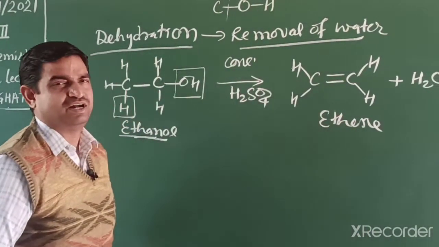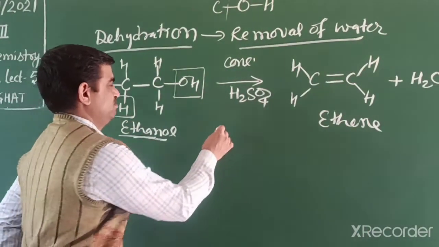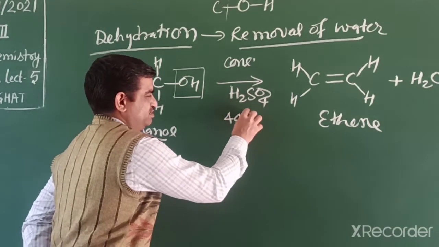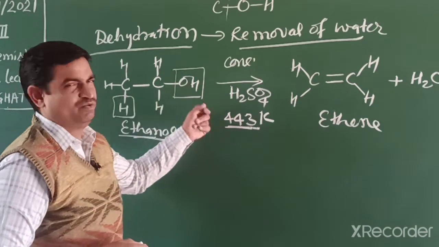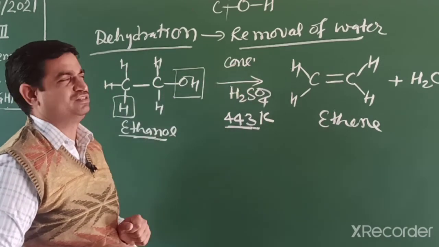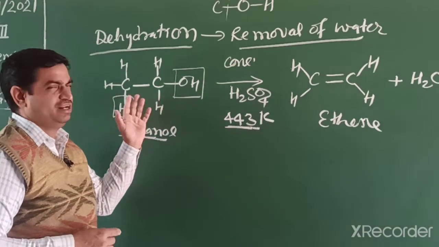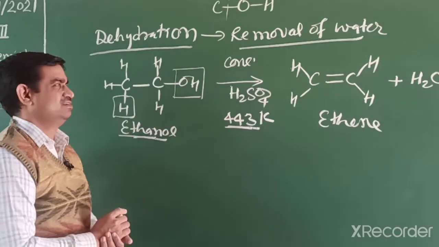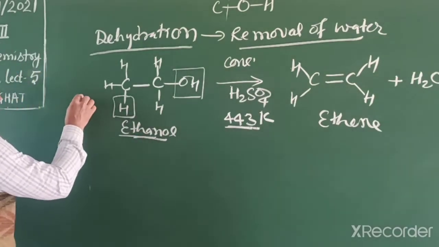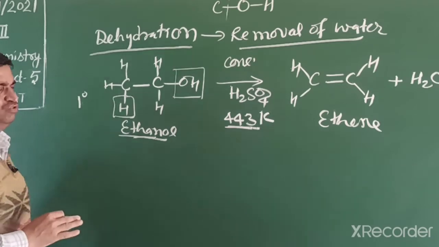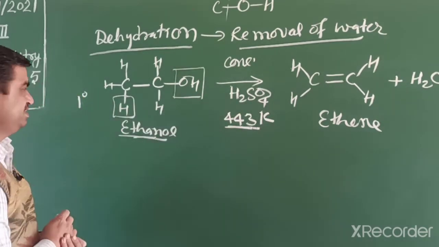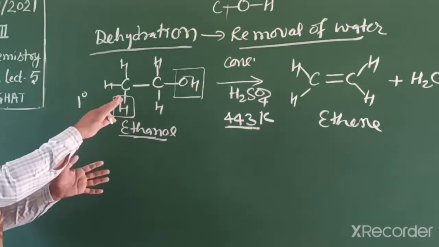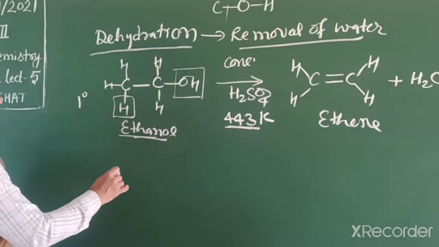This reaction requires a temperature of 443 Kelvin to remove water, with concentrated sulfuric acid. This alcohol is a primary alcohol, so we require more adverse conditions. If the alcohol is secondary or tertiary, then the reaction medium is slightly milder.